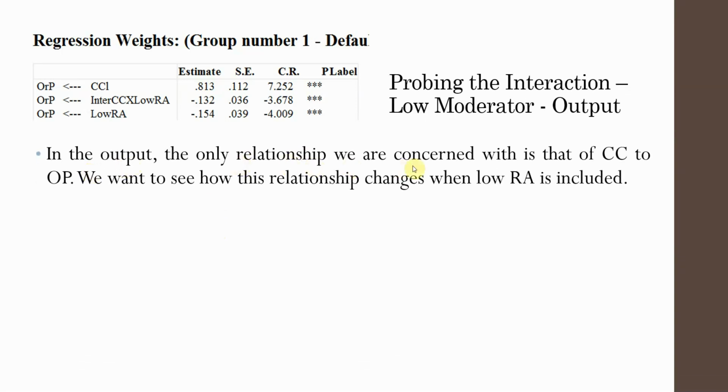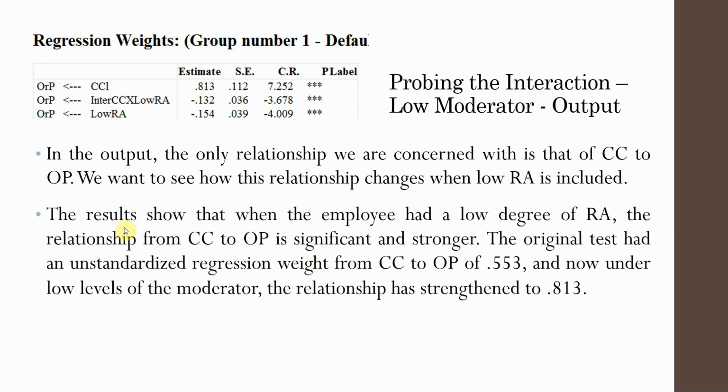In the output, the only relationship we are concerned with is that of CC to OP. This is the one. So we want to see how this relationship changes when the low RA is included, and this relationship has strengthened. The results show that when an employee had a low degree of role ambiguity, the relationship from CC to OP is significant and stronger. The original test had an unstandardized regression weight of 0.553 and it has increased to 0.813.